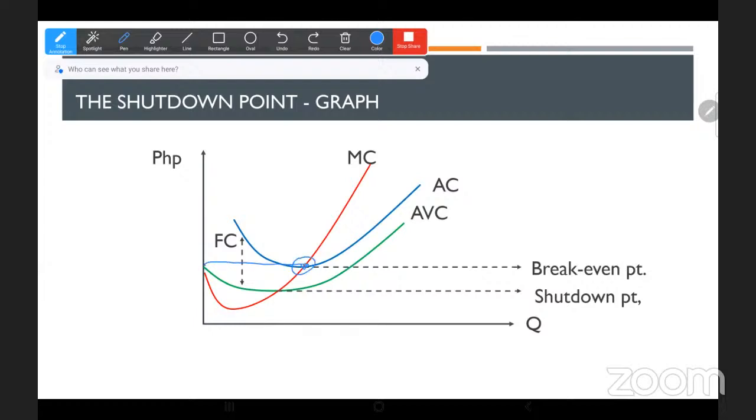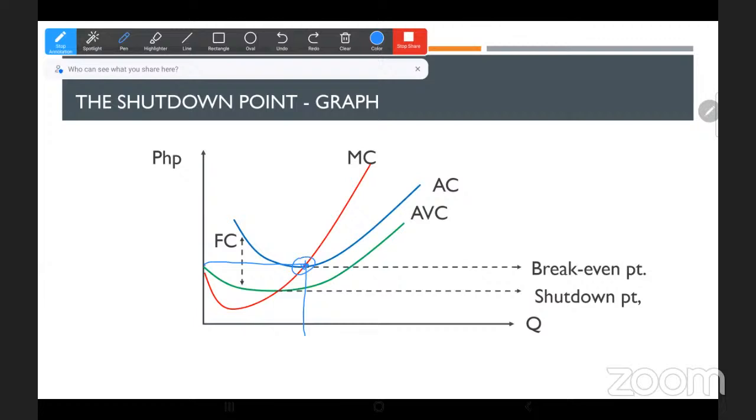The price is low enough, but still high enough to pay for the total cost. So break even. So it's enough. The price is high enough to generate revenues that can pay for both the total fixed cost and the total variable cost. All right.